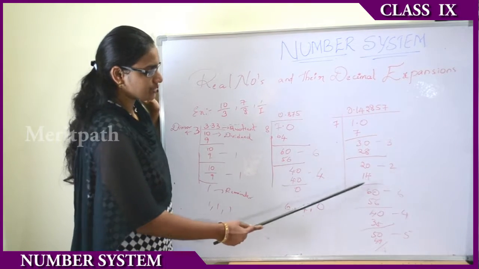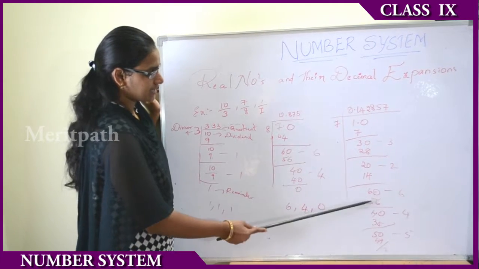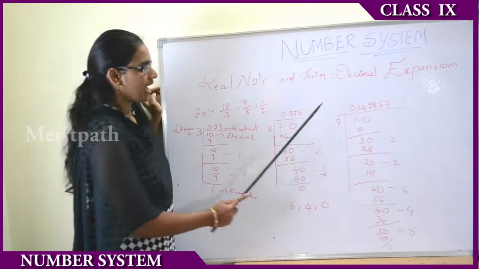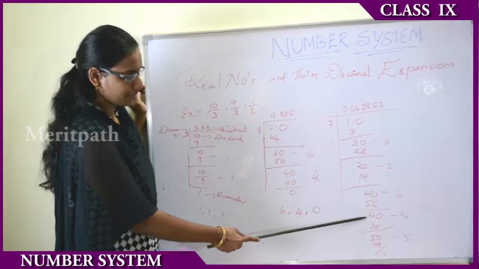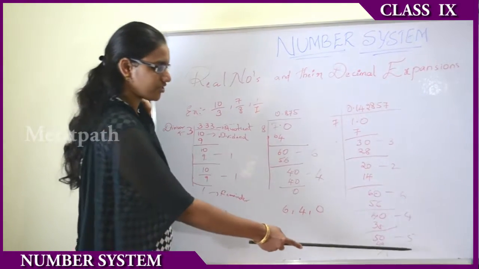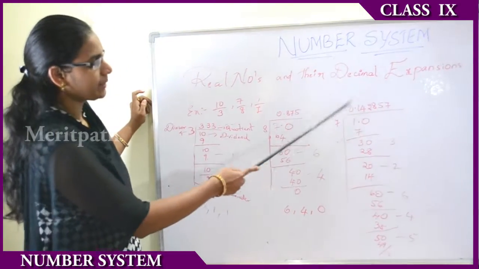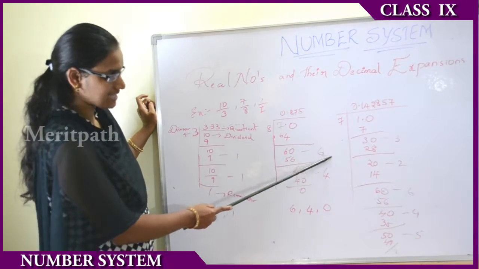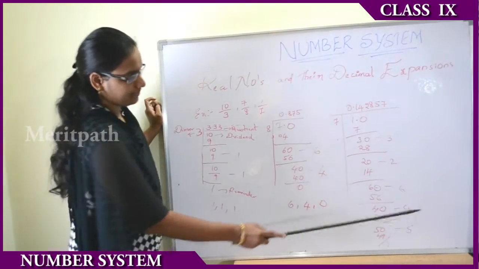And later 7 2s are 14 and the remainder is 6. And later 7 8s are 56 and the remainder is 4. And when we keep 0, 7 5s are 35 and the remainder is 5. And again 7 7s are 49 and the remainder is 1. So again we are getting 1. That means firstly we got the remainders 3 2 6 4 5 1.